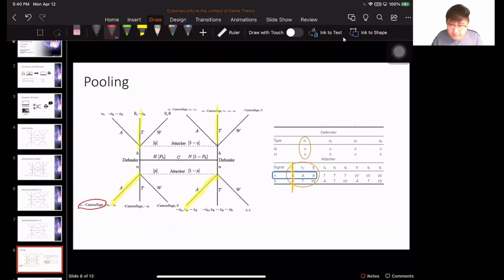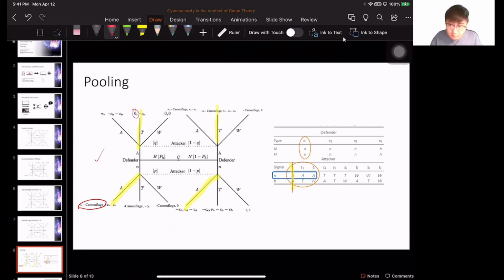And if the defender is of type H, and she's sending signal H to the attacker, in this case, she will receive a payoff of 0. And 0 is less than V0 minus the camouflage. So this branch is stable. Let's take a look at when the defender is of type N.